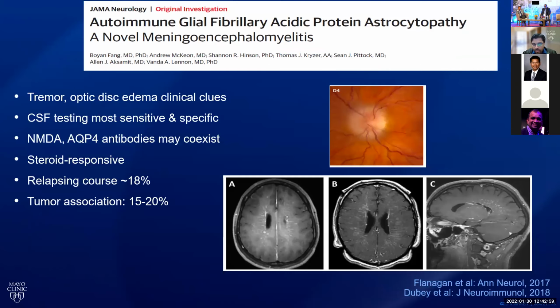Moving on to antibodies which are against antigens inside the cell, but don't have such a strong cancer association. GFAP is one of the more common autoantibodies. It was mentioned in Dr. Flanagan's talk as well. Most of these patients present with encephalitis.